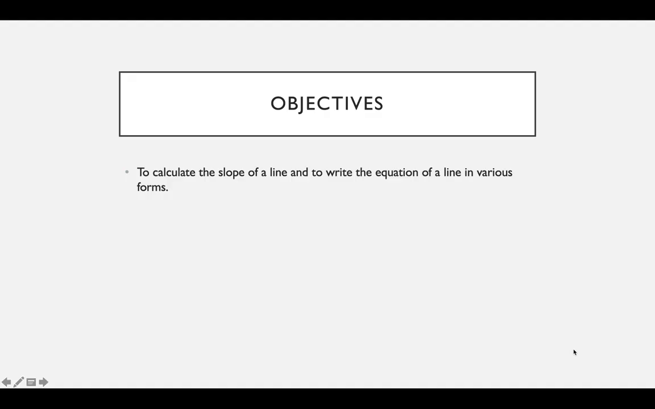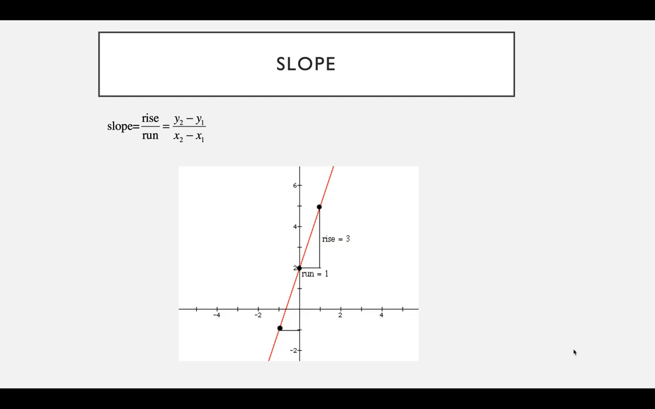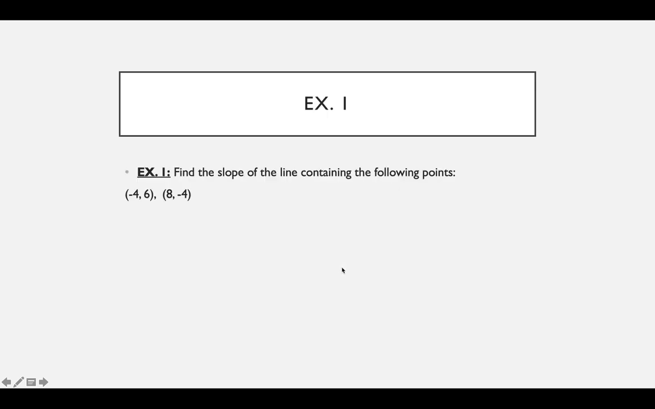All right, so today we're going to talk about calculating the slope of a line and also writing the equation of a line in various forms. So if you'll recall, the slope is rise over run. As you can see in this picture, the rise here is 3. That's the change in y values. And then the run is 1, and that's the change in x values.